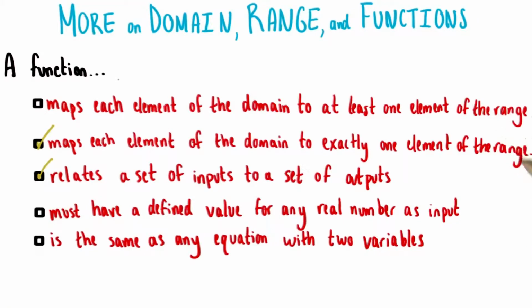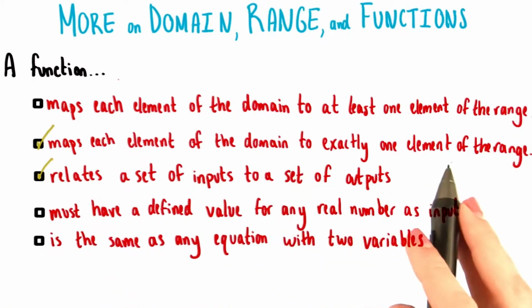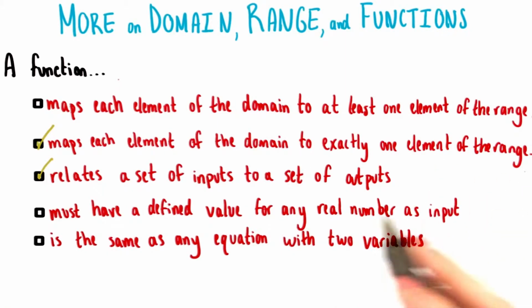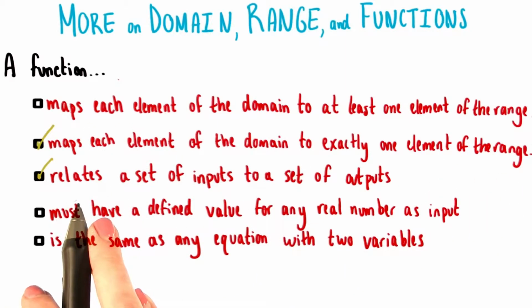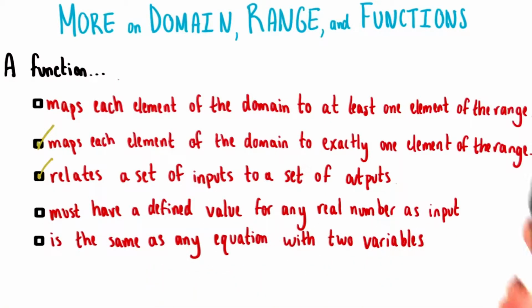So actually only two of these are true. A function maps each element of its domain to exactly one element of its range. And a function also can be seen as a relation between a set of inputs and a set of outputs. However, none of the other three choices are true. Let's look at the first one.